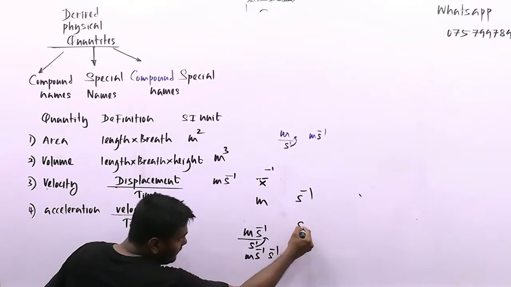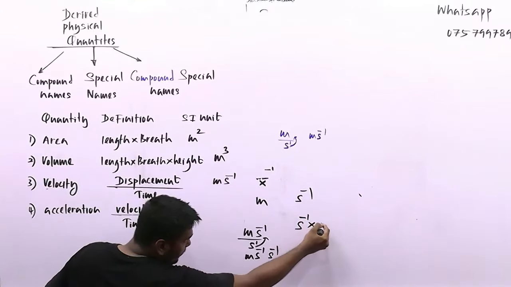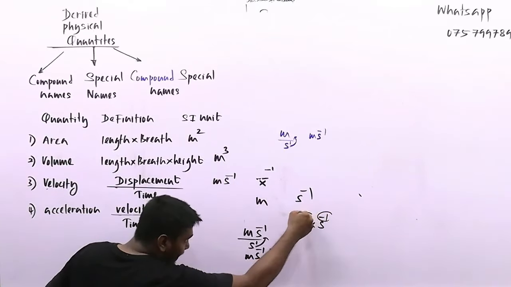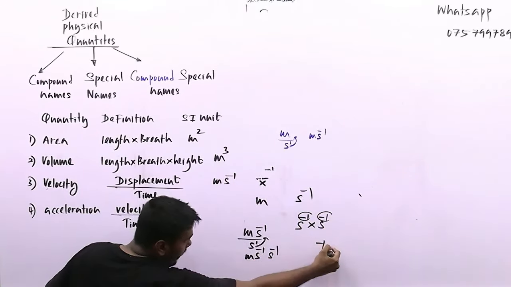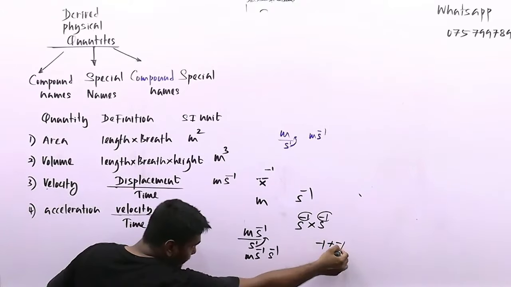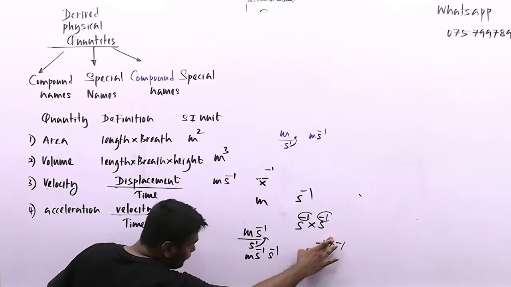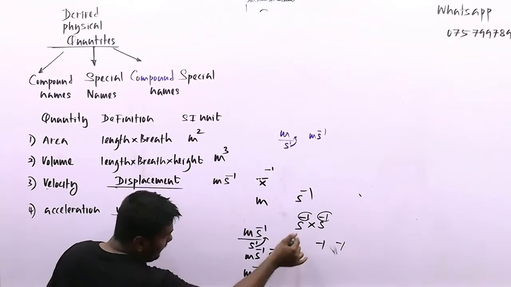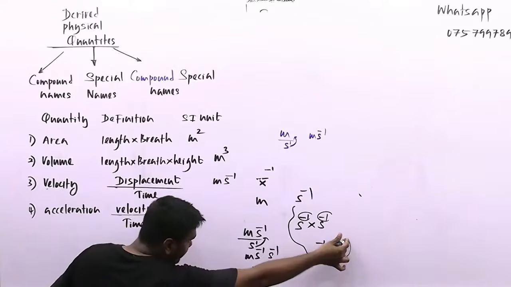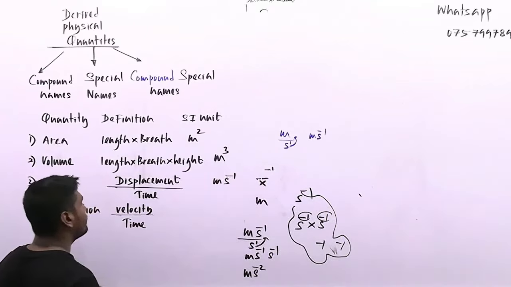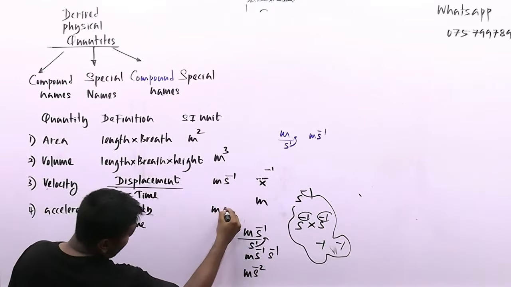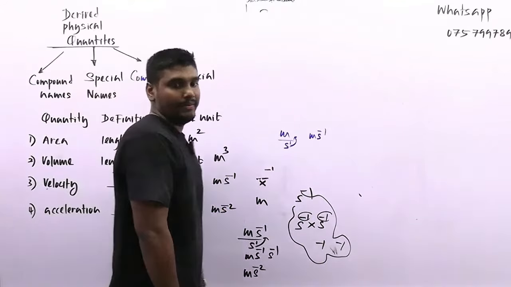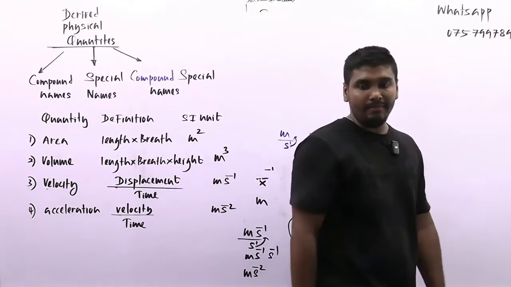From O-levels you learned s to the power minus 1 into s to the power minus 1. You can add these powers: minus 1 plus minus 1 is going to be minus 2. And then we can write down m s to the power minus 2. In our basic maths foundation, I will teach these also, don't worry. So the unit is m s to the power minus 2. Right?